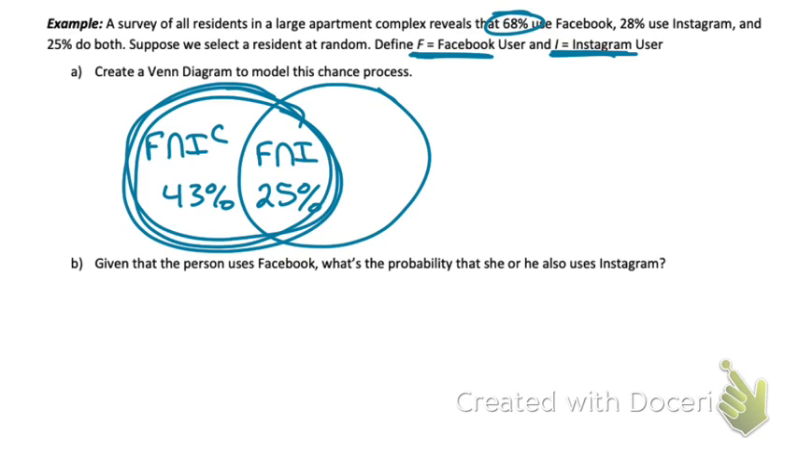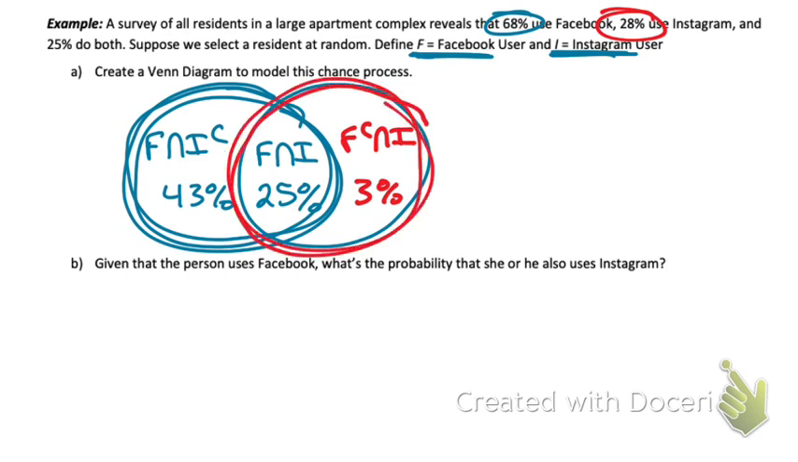All right. What did you label to the right of that middle section? Okay. And what percent is here? Only 3%. That's because 28% use Instagram total, and that whole circle has to equal 28%, and now it does. Is there a section that we have not labeled? What is it? They don't use either one. F complement and I complement.